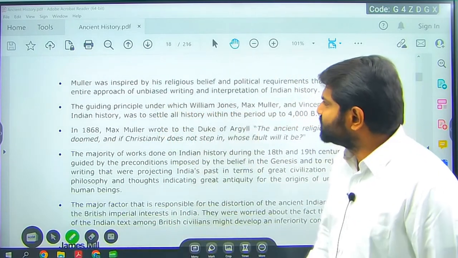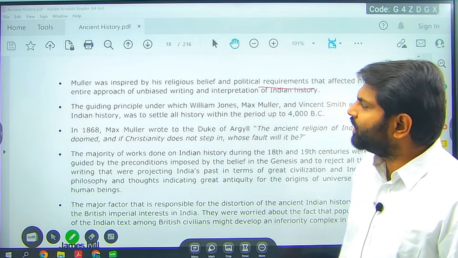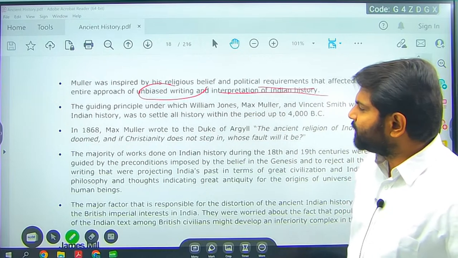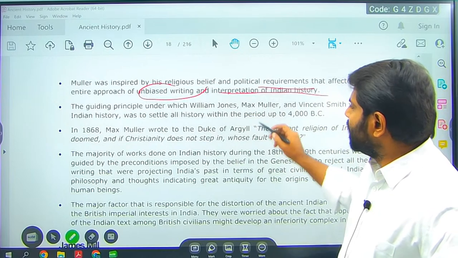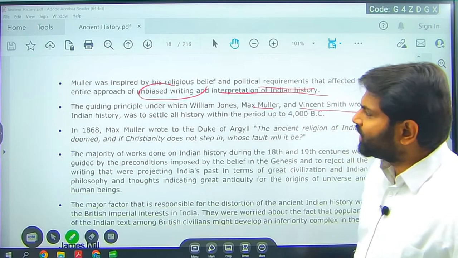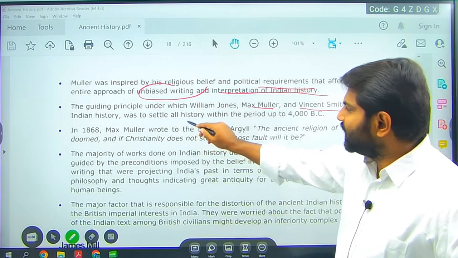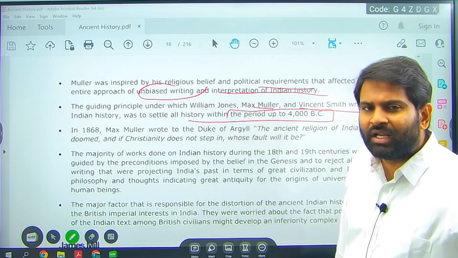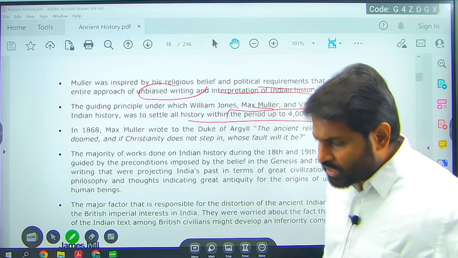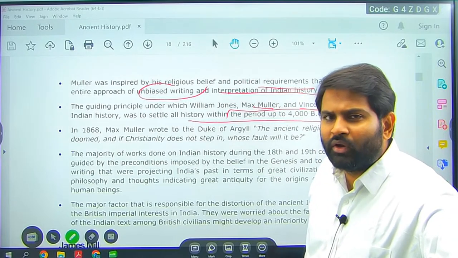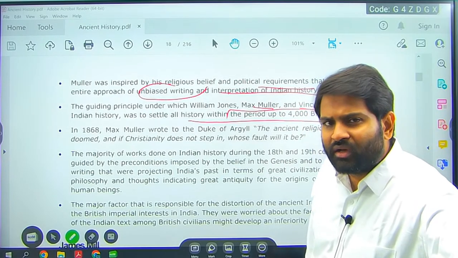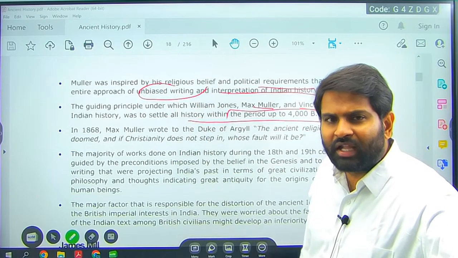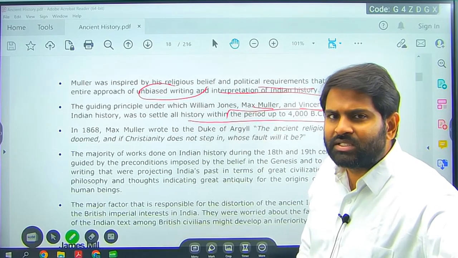Muller was inspired by his religious belief and political requirements, which affected his entire approach of unbiased writing and interpretation of Indian history. The guiding principle under which William Jones, Max Muller and Vincent Smith wrote Indian history was to settle all history within the period of 4000 BC. So they tried to settle that Indian history is very small, Indian identity is very less, and we are going to give you identity. That is their intention, to downsize the timelines and tell whatever timelines existed before as mythology.